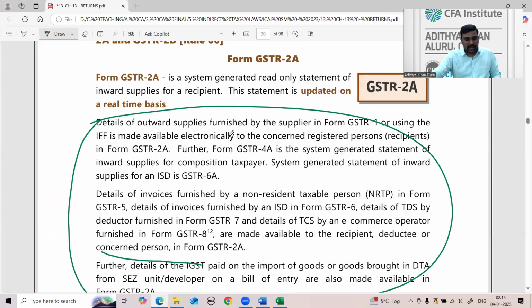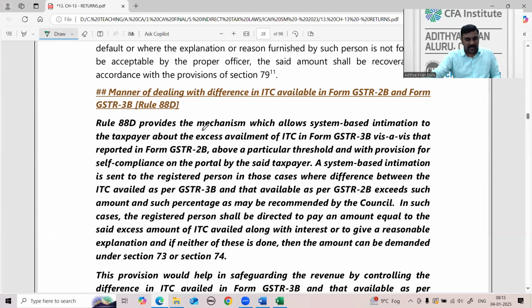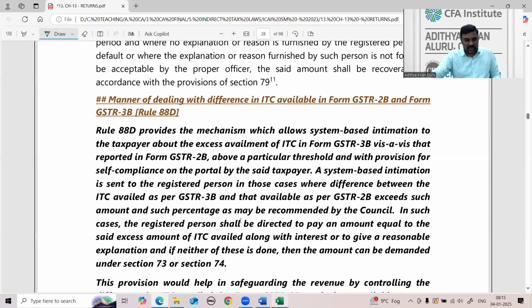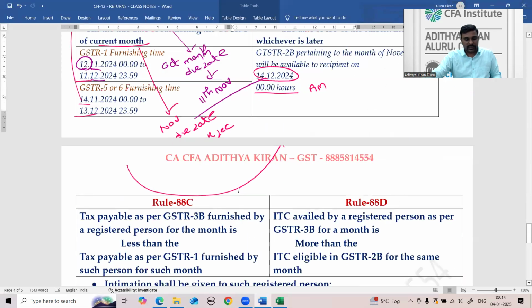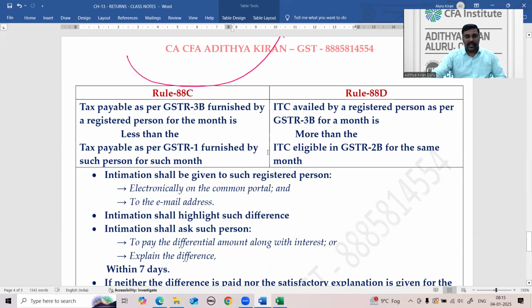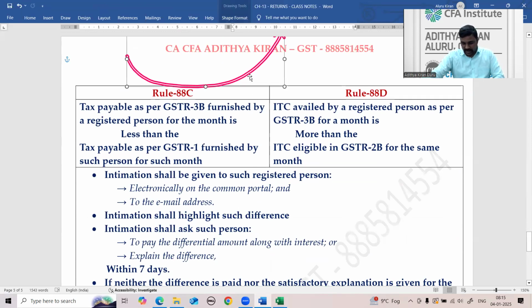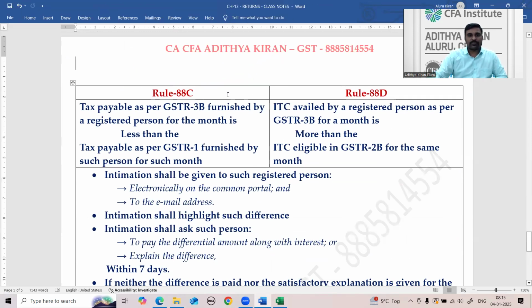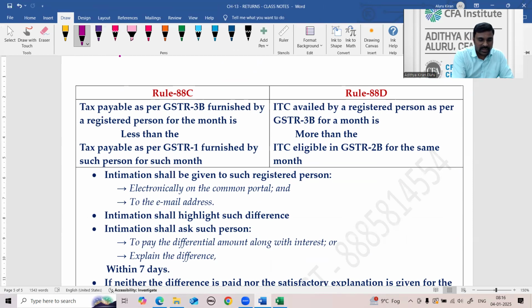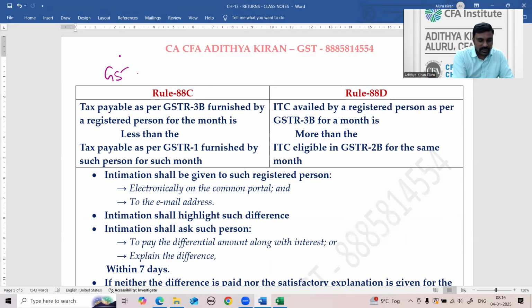Now these two are pending, Rule 88C and Rule 88D. Have a look at these two. Rule 88C relates to tax payable as per GSTR 3B being less than the tax payable as per GSTR 1. I can write exceeding also like this: tax as per GSTR 1.